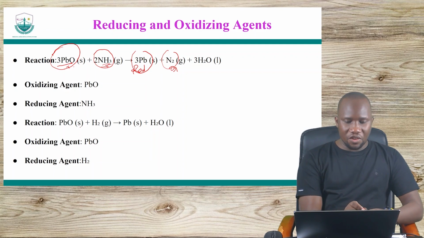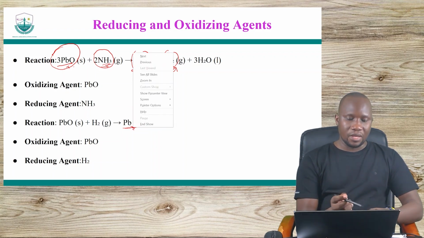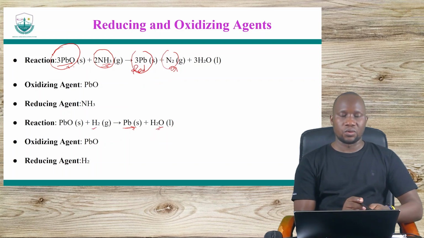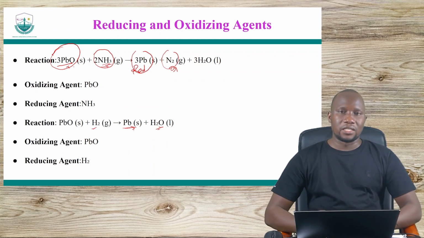Another reaction is here. When you have hydrogen reacting with lead oxide, what will happen? You'll have this. Lead will be reduced. This is a reduction. And what will happen to hydrogen? It will get oxidized because it gets this oxygen. So that marks the end of this presentation, where we have looked at oxidation and reduction.